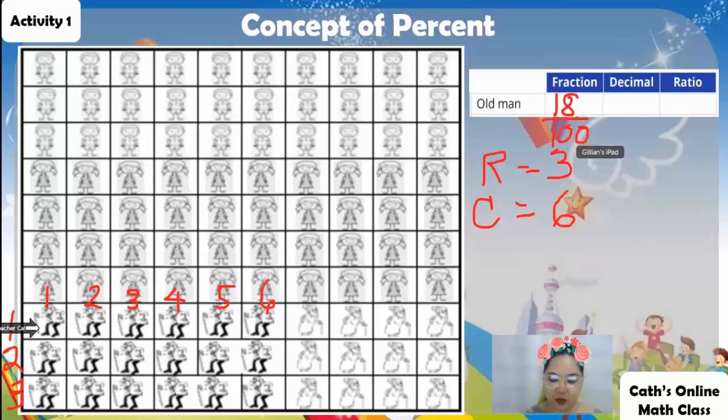Then let us try to convert this to a decimal. Let's move the decimal point twice again to the left. We have 0.18 and the ratio will be 18 is to 100.